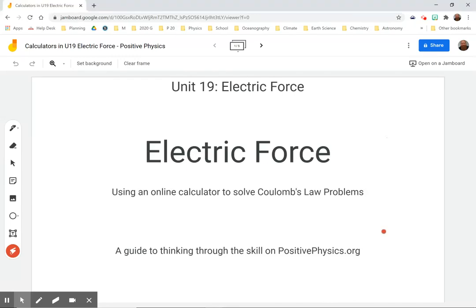Today we're going to be looking at, for the second time actually, the electric force skill on positivePhysics.org. It's in Unit 19 for electric force. I've already done one video explaining how to do the skill. Today I want to focus on how to use an online calculator to be able to solve that.